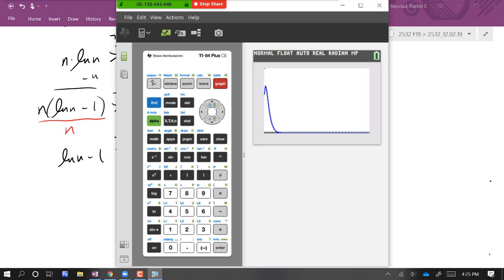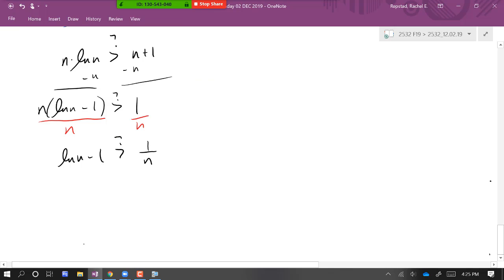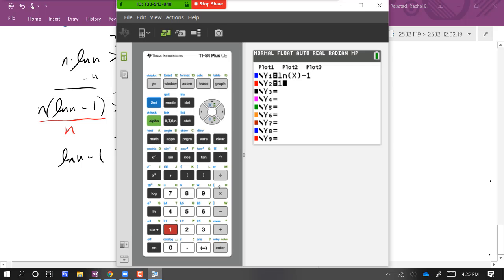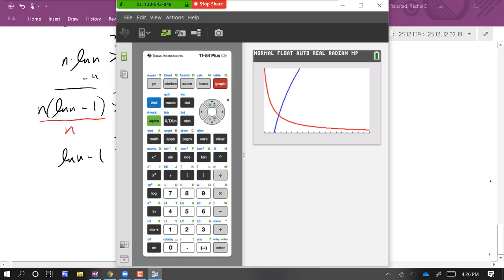We could take a look at the graphs on the calculator. So ln x minus 1 versus 1 over x. I'm going to adjust the window just so it goes from 1 to 20 just to get a better view. Oh yeah, so 1, 2, again, I think we have to ignore the n equals 2 term, but at least it's starting at n equals 3. You can see that ln n minus 1 is the increasing one, and this is 1 over n. So I think that is true.